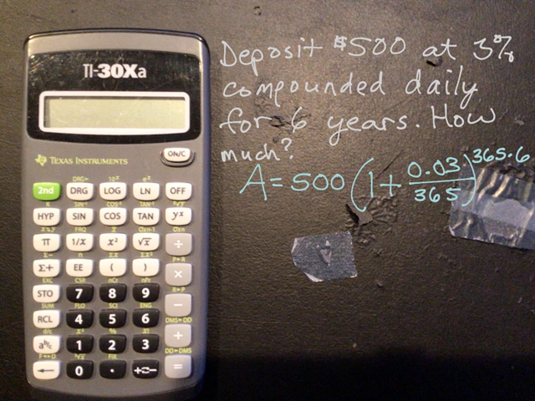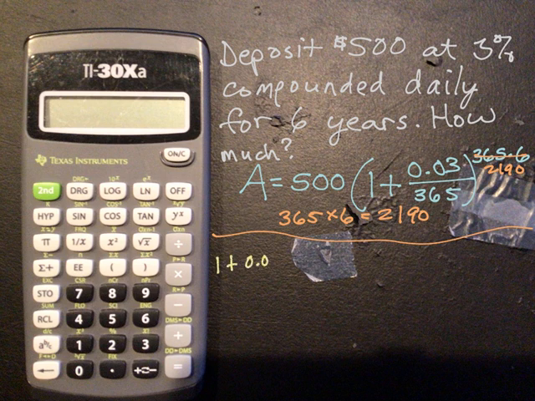Step 1, 365 times 6 gives me an exponent of 2190. All right, so my exponent is 2190. Now I'm ready for the calculator. 1 plus 0.03 divided by 365. I hit my equal sign.